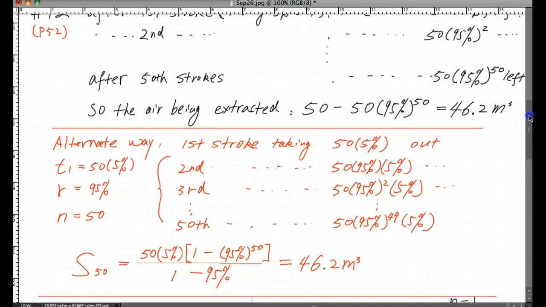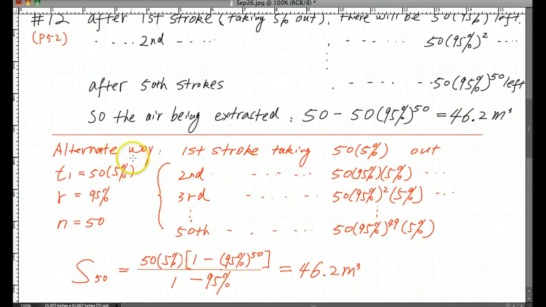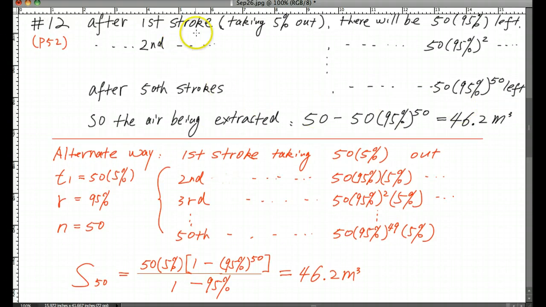And there's an alternate way to do this, using things you already know. After each pump, each stroke, how much air is left. So we can easily figure out the first stroke taking 5% out. So we take 50 multiplied by 5%. So that's the air extracted at the first stroke.